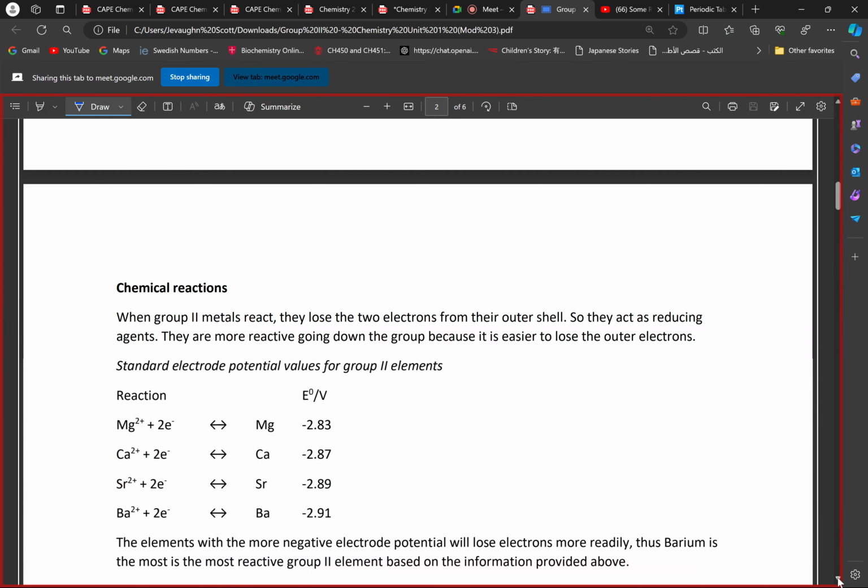So we have that there. We're now asked to look at the chemical reactions. Let's look at the subtlety of these things, right? What's happening now? Go ahead.